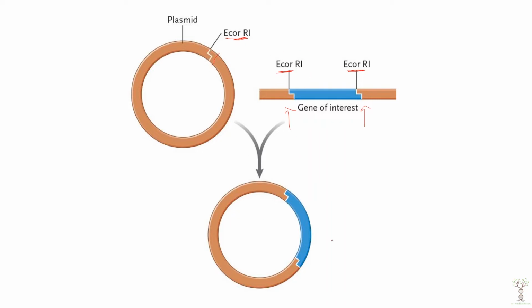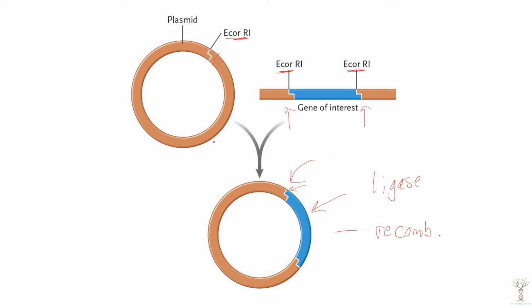And then we simply mix the cut gene of interest and the cut plasmid. We mix them together. You incubate them, and they will automatically find their sticky ends that match. And then we add our ligase to seal the gaps. Now we have our recombinant plasmid.